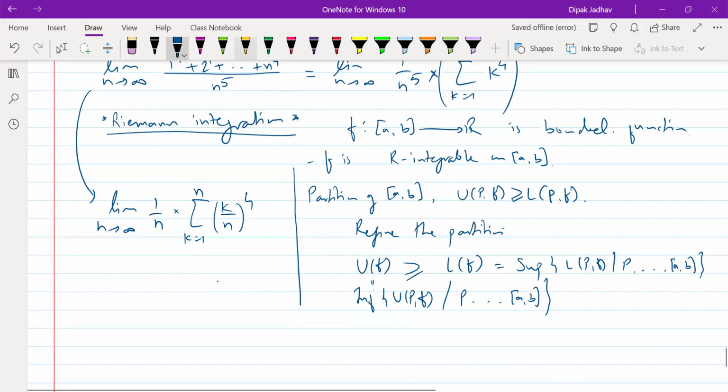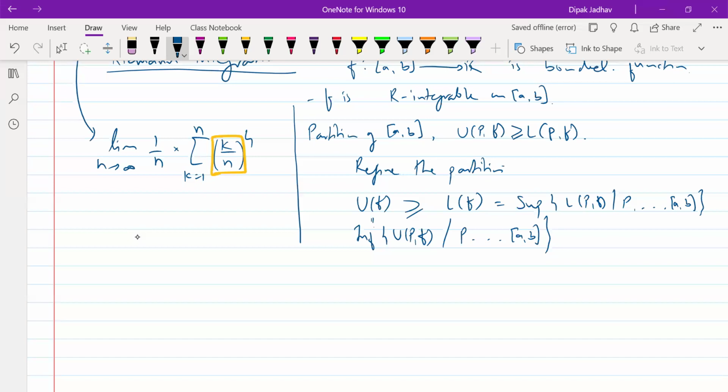Whenever you see this kind of term appearing in a limit, it's a sign that to evaluate this limit, we may need to use the concept of Riemann integration in the following way. So using this observation, I can define a function. Consider a function f of x is equal to x on the closed interval 0 comma 1.